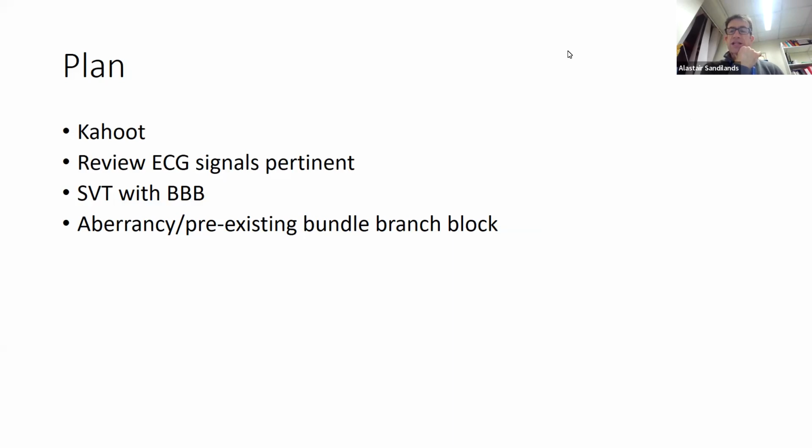The other thing that we need to think about is aberrancy. Aberrancy is a functional bundle branch block, meaning that as the heart goes fast, the bundle branch block appears, and when the heart slows down, the bundle branch block disappears and the heart goes back to being a narrow complex. But I'll show you some examples.